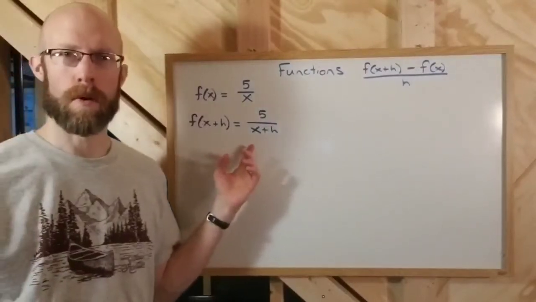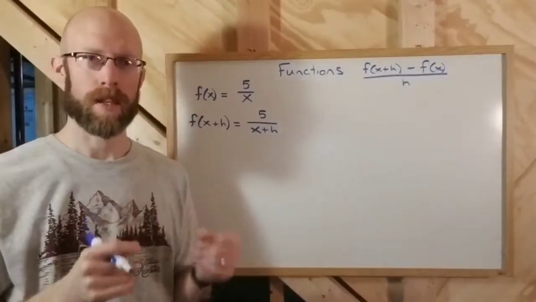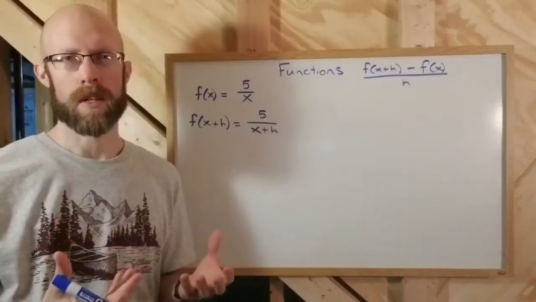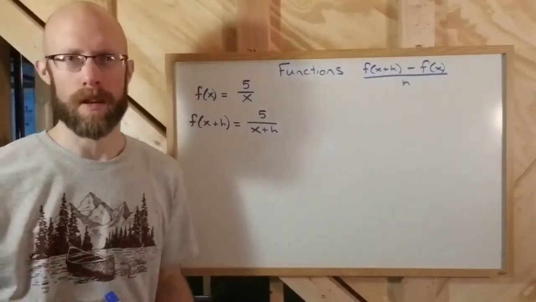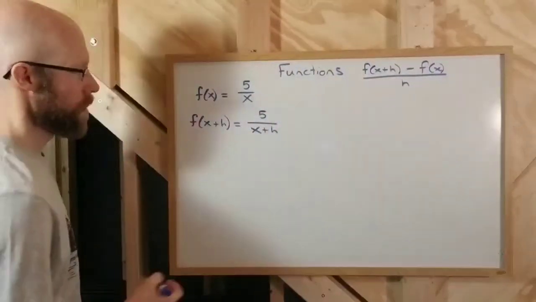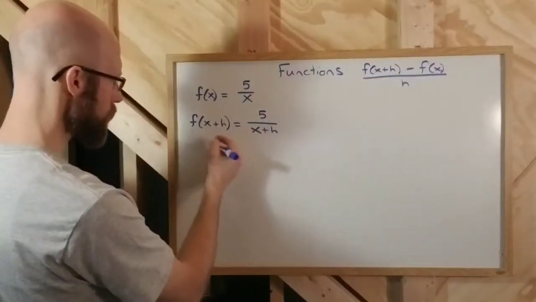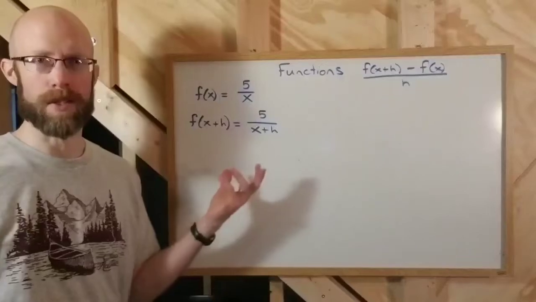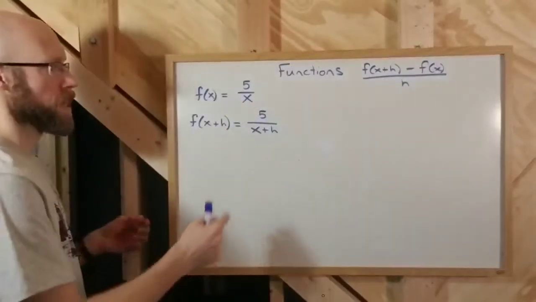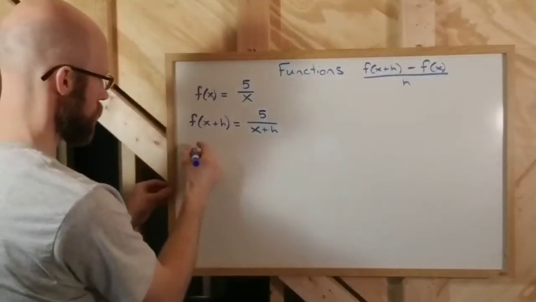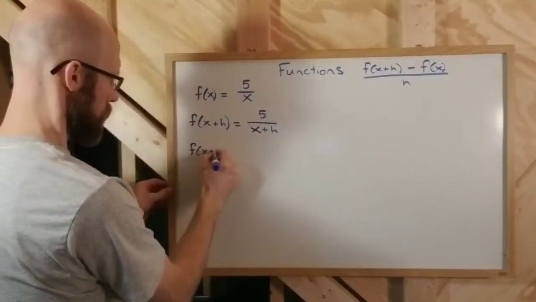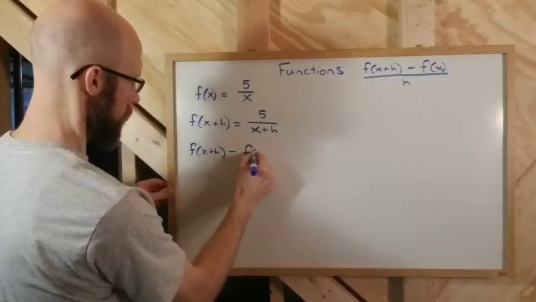Now h is, remember, just that distance that the function is moving. So it's a number, really. We treat it like a number. It's a variable, a number. They're really the same thing. So we treat them the same way. Okay, there's not really anything we can do to simplify this. And so the next step is to put them together using the subtraction. So f of x plus h minus f of x.